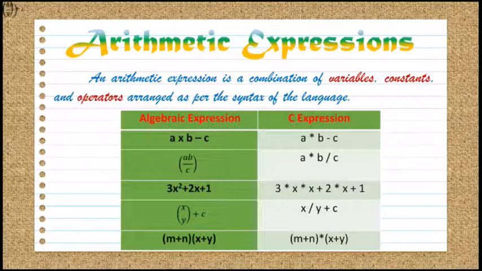The fourth equation is x divided by y plus c. The same expression is written as x divide y plus c. The fifth example is in bracket m plus n, and in another bracket x plus y. The same equation is written in C as in bracket m plus n, into x plus y.